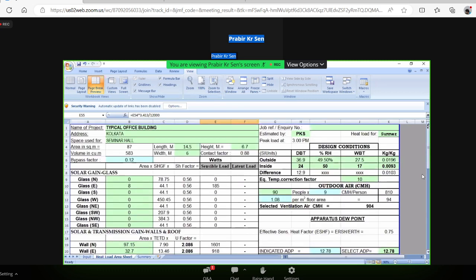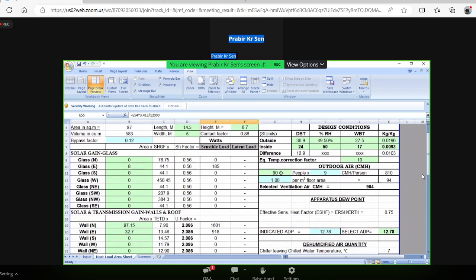And similarly, here for 90 people at 9 CMH per person, that is 810 CMH, and 1.08 CMH per meter square. The area was 87 meter square multiplied by 1.08 gives an additional 94. So the total is 904 CMH of total air quantity, which has been considered in the calculation for latent heat and sensible heat.